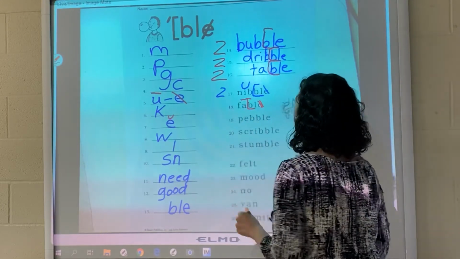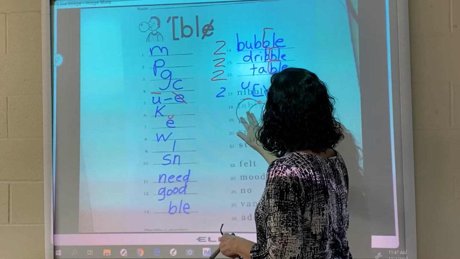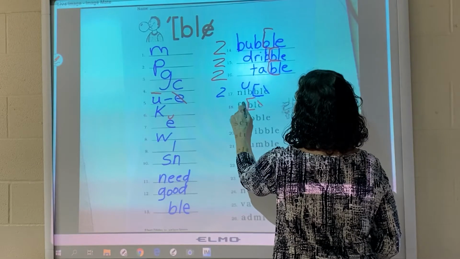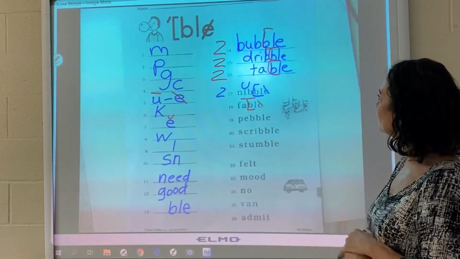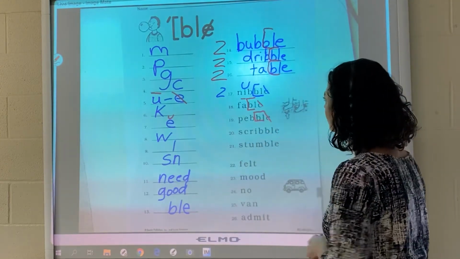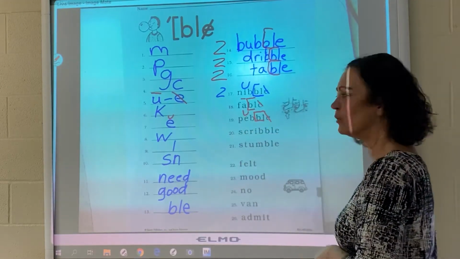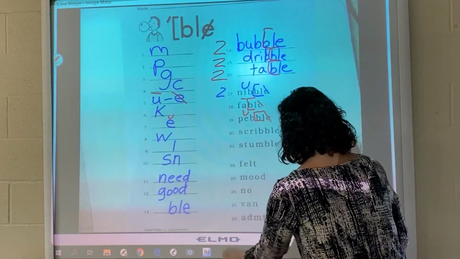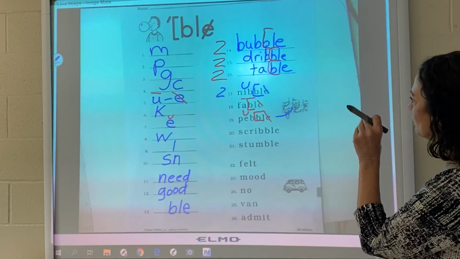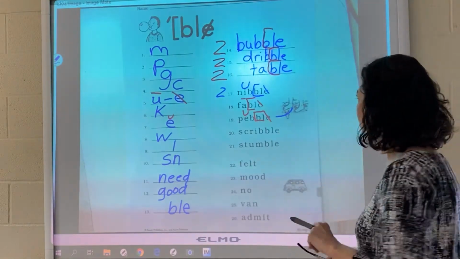And that vowel comes before the final stable syllable, so I have to code it with a macron because it says its long name. Fable. Final stable syllable bull. Find the vowel. Pebble. And I think this is trying to show us the picture of a pebble right there. Pebble is a small little rock, and they're always just so silky, smooth.